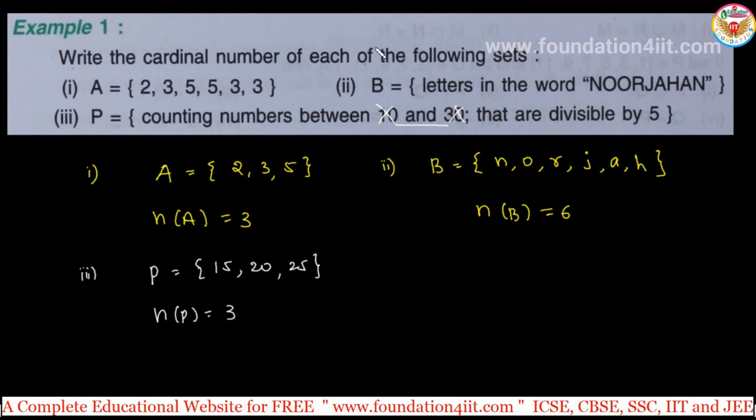The rule is elements in the set must not be repeated. And for the empty set the cardinal number is 0, and in the same way the infinite set's cardinal number is undefined, that you can remember.